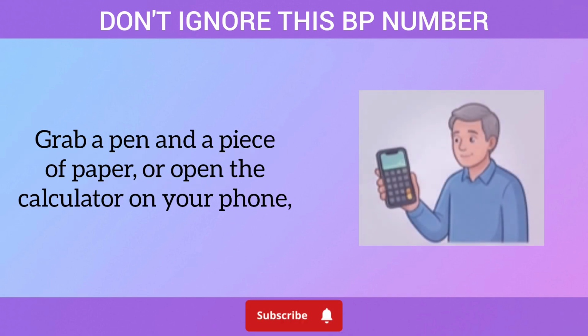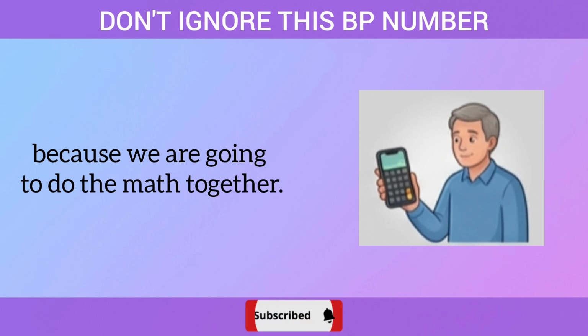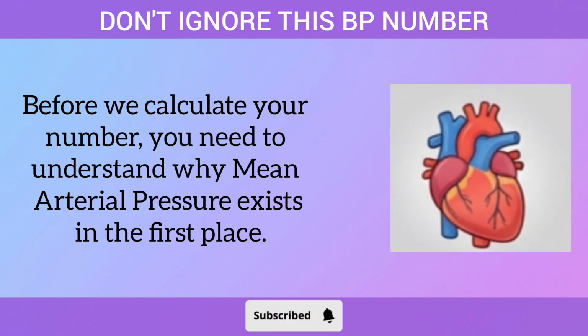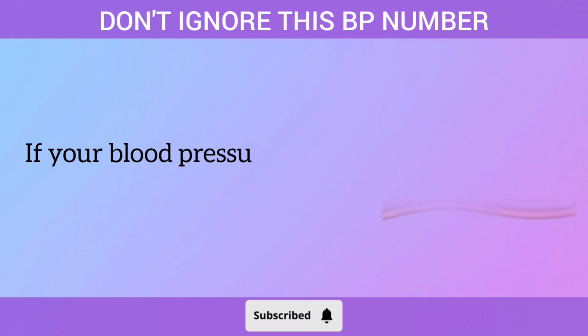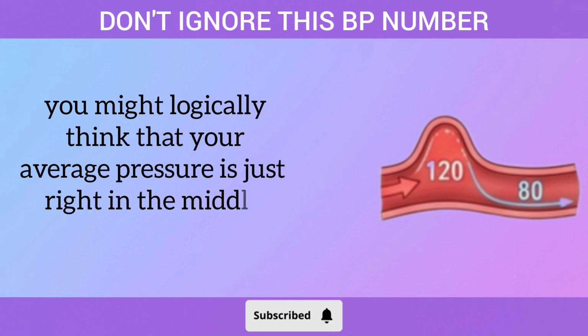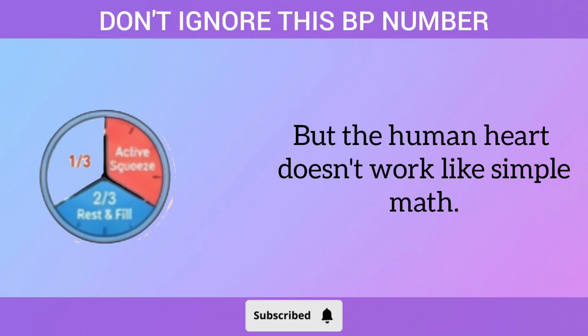Grab a pen and a piece of paper, or open the calculator on your phone, because we are going to do the math together. Before we calculate your number, you need to understand why mean arterial pressure exists in the first place. If your blood pressure is 120/80, you might logically think that your average pressure is just right in the middle, around 100. But the human heart doesn't work like simple math.